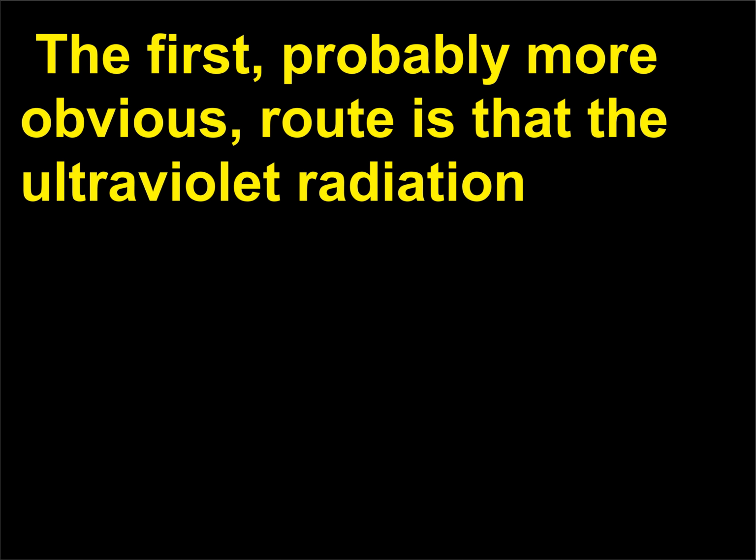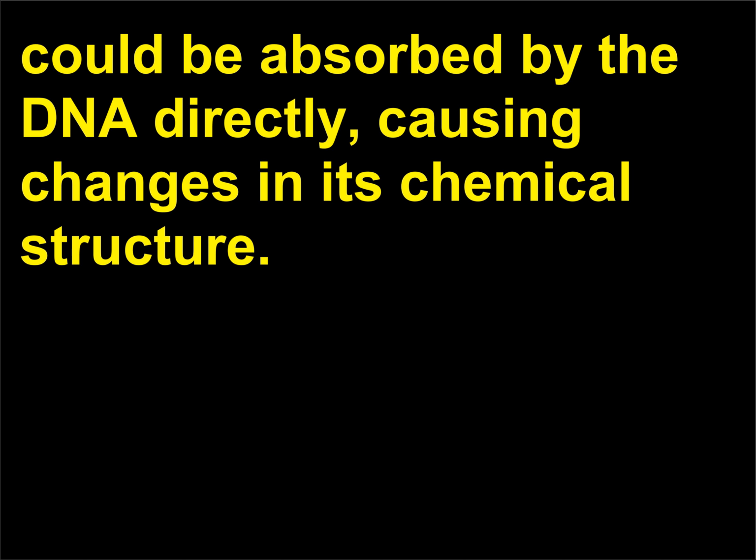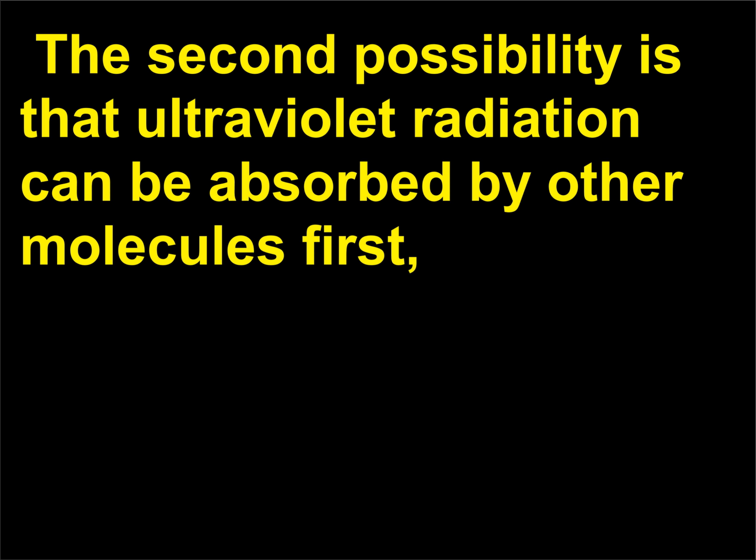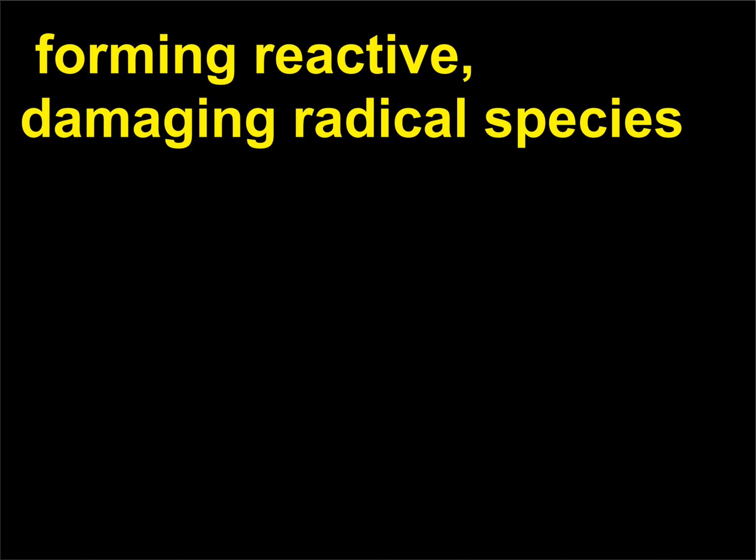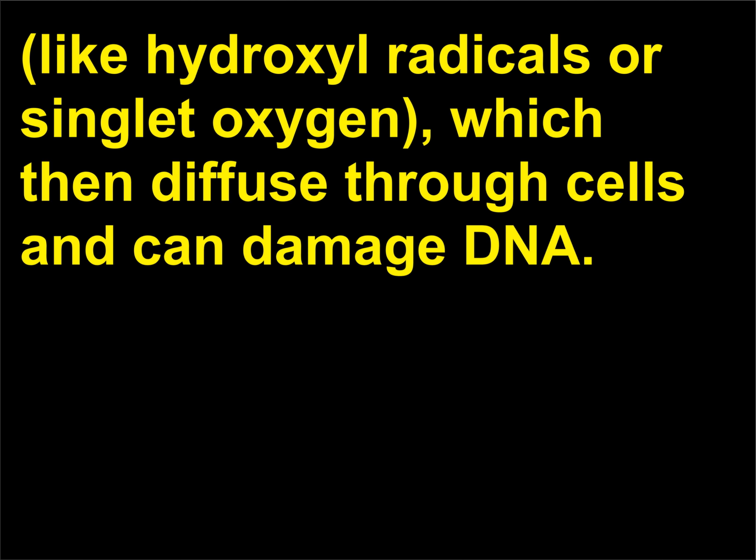The first, probably more obvious, route is that the ultraviolet radiation could be absorbed by the DNA directly, causing changes in its chemical structure. The second possibility is that ultraviolet radiation can be absorbed by other molecules first, forming reactive, damaging radical species, like hydroxyl radicals or singlet oxygen, which then diffuse through cells and can damage DNA.